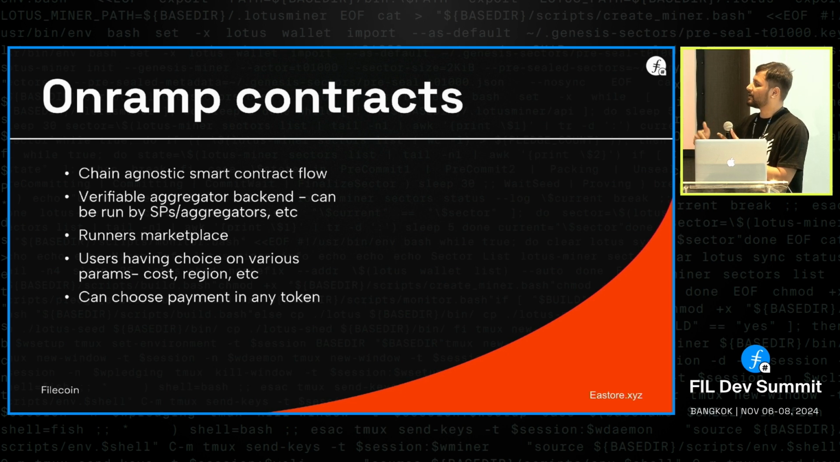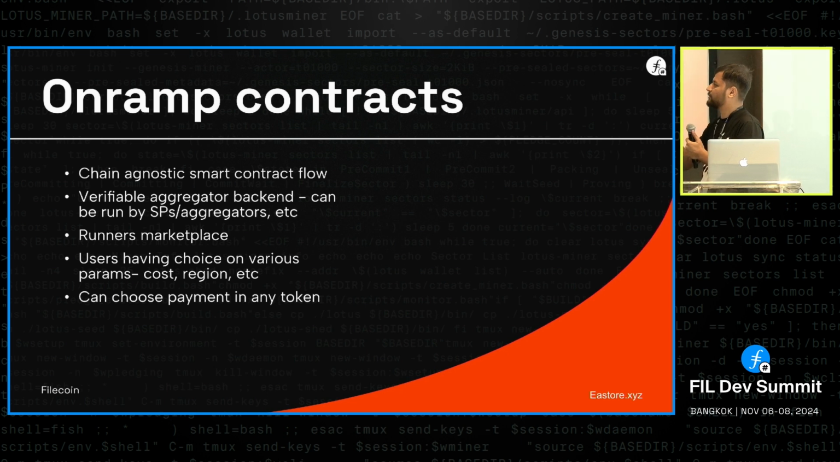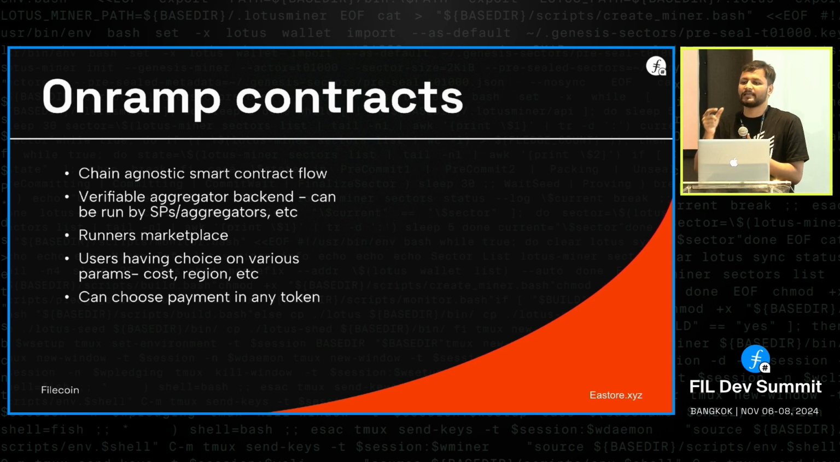Whenever a storage provider comes and registers to Eastore, they have to state where they are based, how much they would be charging per GB per year for the files, and all those parameters. So as a client, when I'm coming to store files on Filecoin, I can see these are the storage providers and these are the things that they are providing, and I can choose among them in whom I want to store.